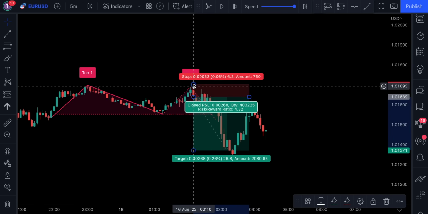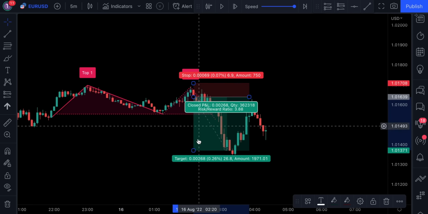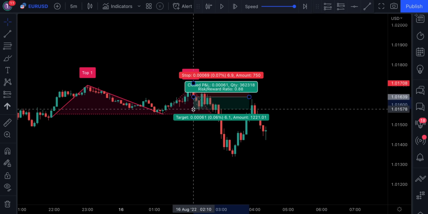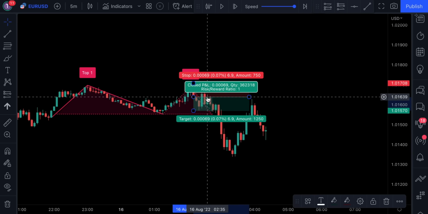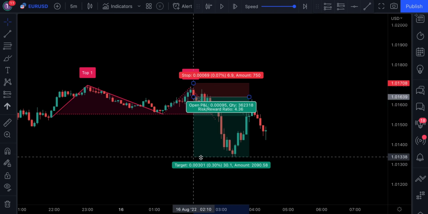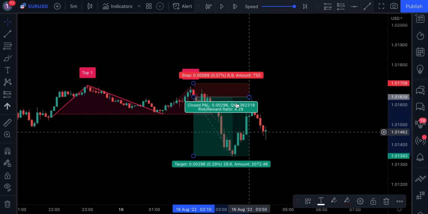Your stop loss can be set slightly above the top 1. And as soon as the price action reaches 1-to-1 risk-reward ratio, move your stop loss to the entry price and then simply set a trailing stop loss of 1 ATR. We see with this particular trade we could have made at least 4 times the risk.